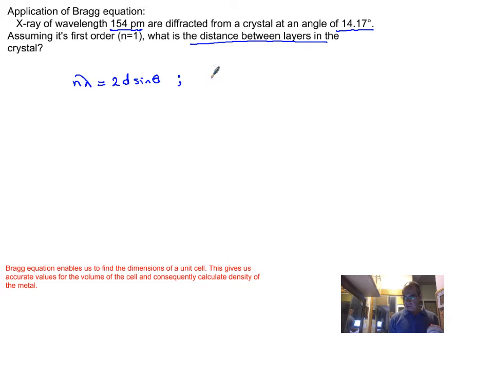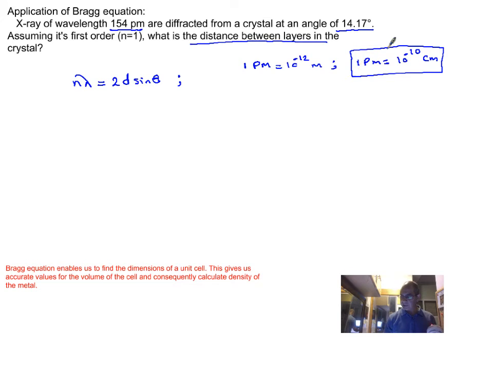So the first thing I'm going to do is go after lambda and convert it to centimeters. Knowing this information, 1 picometer is 10 to minus 12 meters. But also 1 picometer is equal to 10 to minus 10 centimeters. We usually want it in centimeters, so I prefer that you remember the second relationship. So if lambda is 154 picometers, it should equal 154 times 10 to the power of negative 10 centimeters.